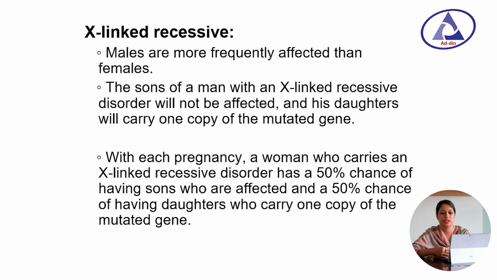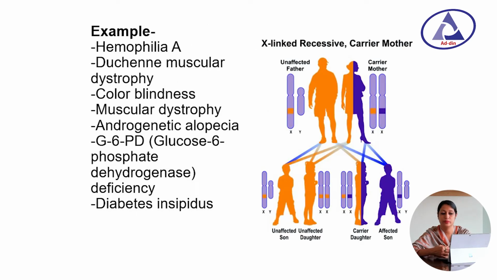X-linked recessive disorder. X-linked recessive disorders are also caused by a mutated gene on the X chromosome. Males are more frequently affected than females. The sons of a man with an X-linked recessive disorder will not be affected, and his daughters will carry one copy of the mutated gene. With each pregnancy, a woman who carries an X-linked recessive disorder has a 50% chance of having sons who are affected and a 50% chance of having daughters who carry one copy of the mutated gene. Examples: hemophilia A, Duchenne muscular dystrophy, color blindness, androgenic alopecia.